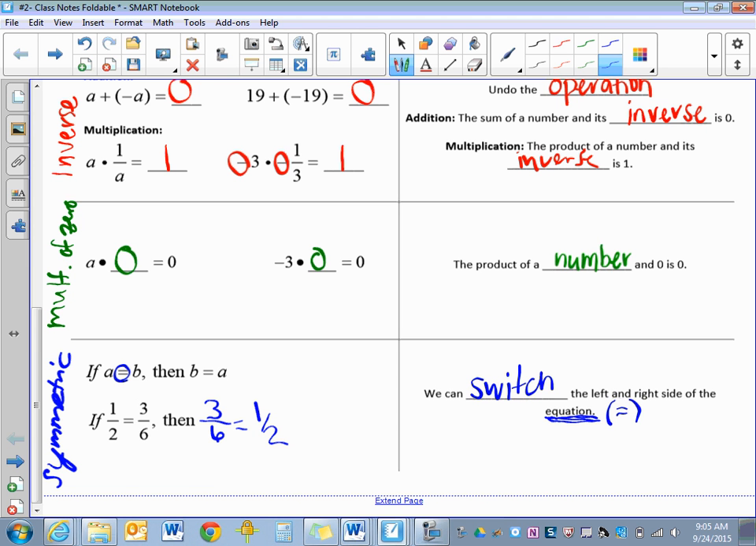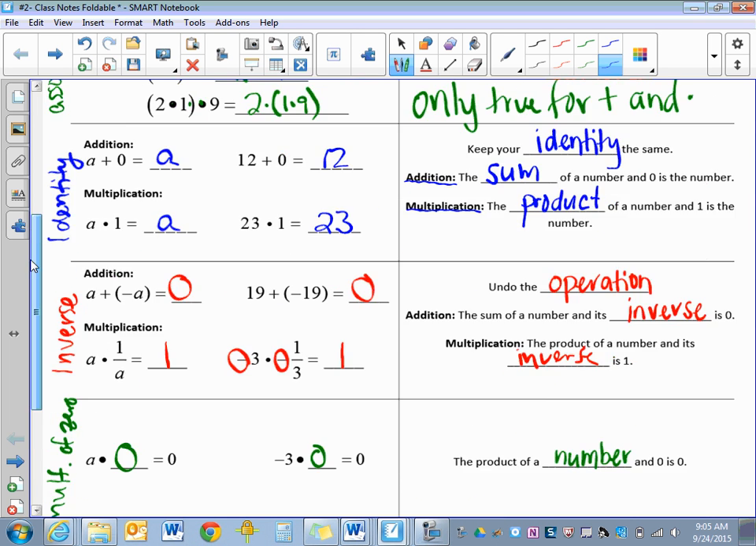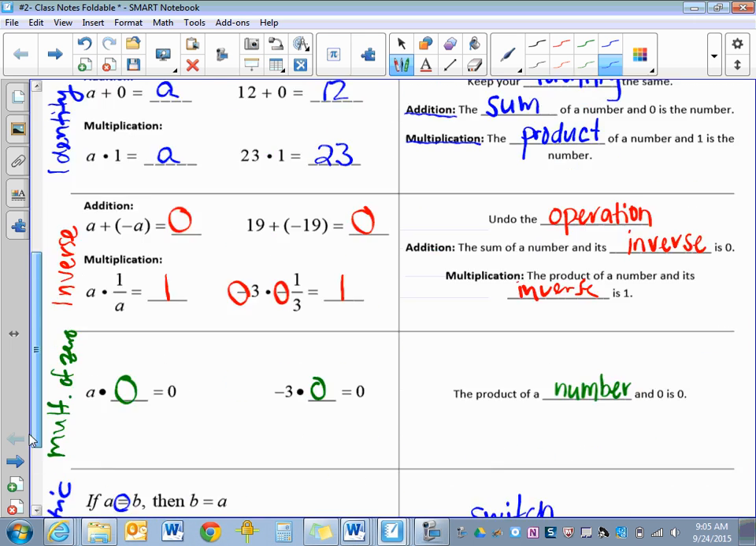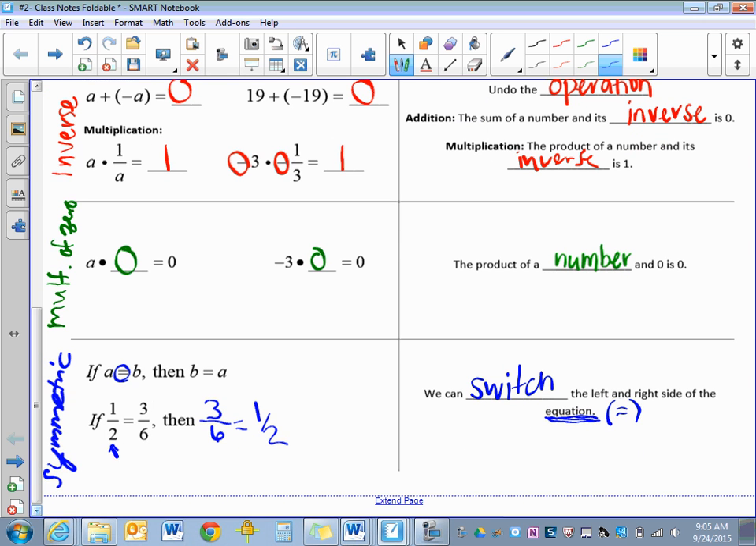That's the difference from the commutative property, that very top one. With the commutative property at the top, we're switching the terms themselves, or flip-flopping those guys, whereas for the symmetric property, we're switching across the equal sign. Any questions on that?